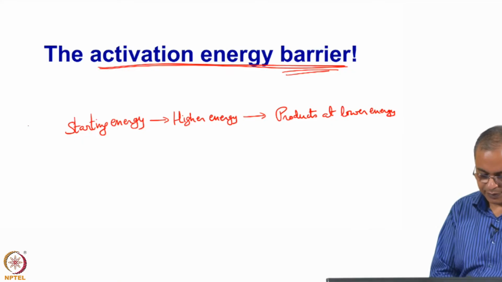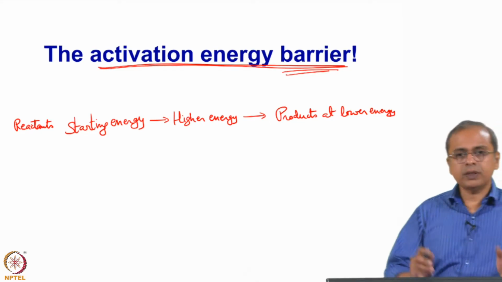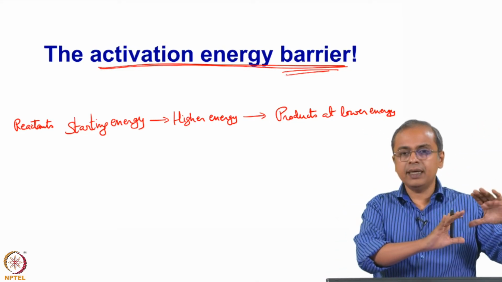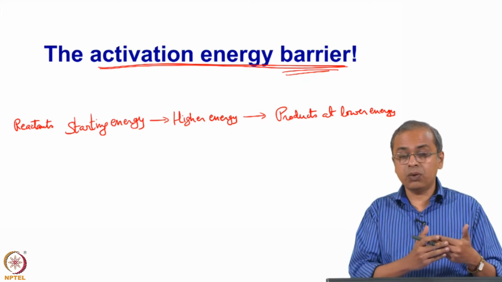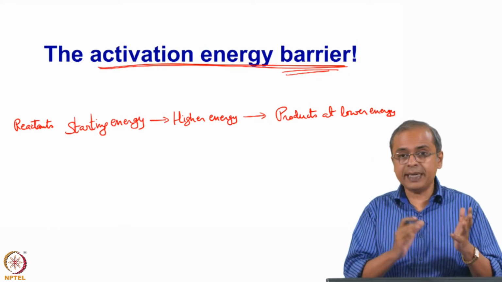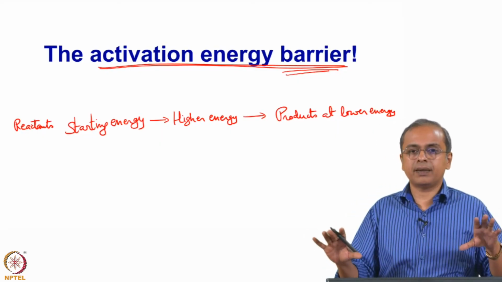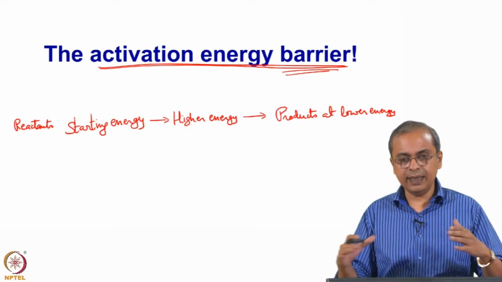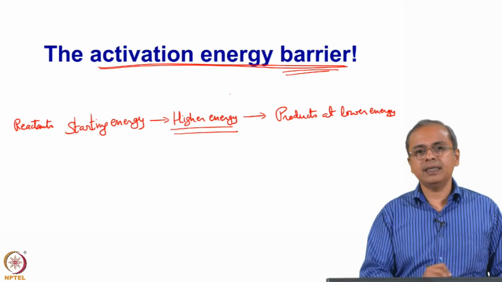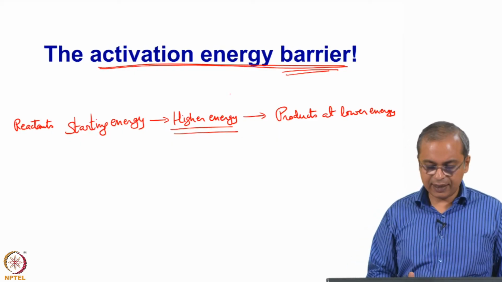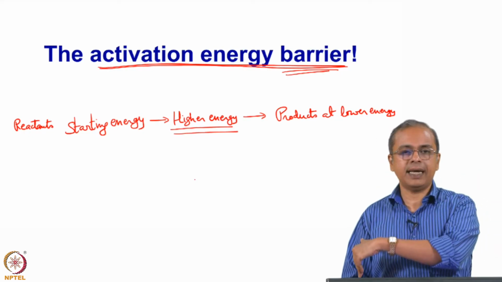Okay. So, the reactants have some starting energy, then they go up in energy, they increase in energy temporarily as they go through this process of completing a certain reaction, and then they go to a certain lower energy. So, this is the typical process that seems to be happening in nature, and this intermediate higher energy is called the activation energy barrier, and you have to push the reactants above this barrier for the reaction to complete. Okay.